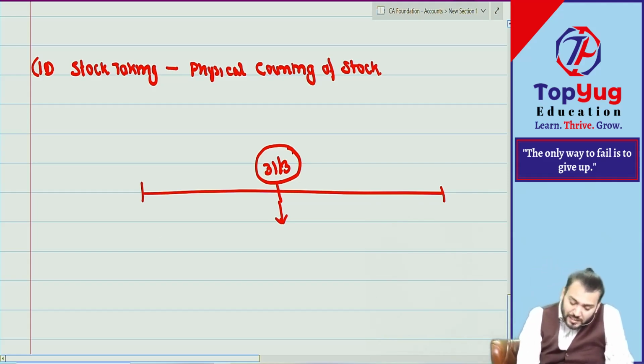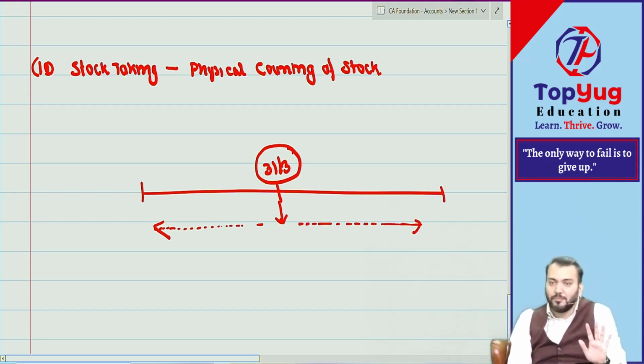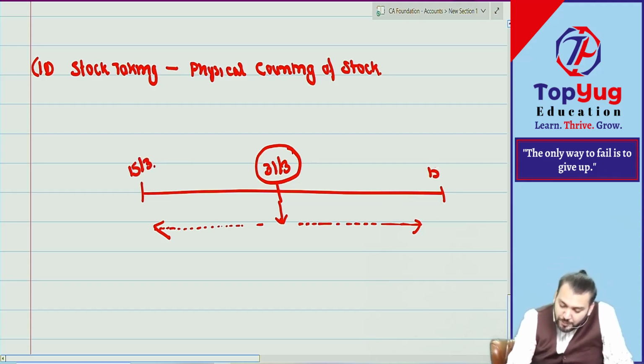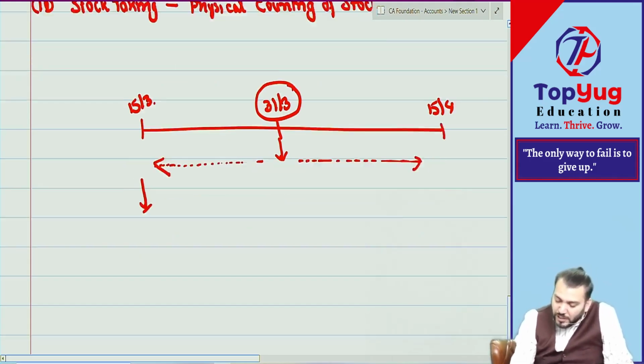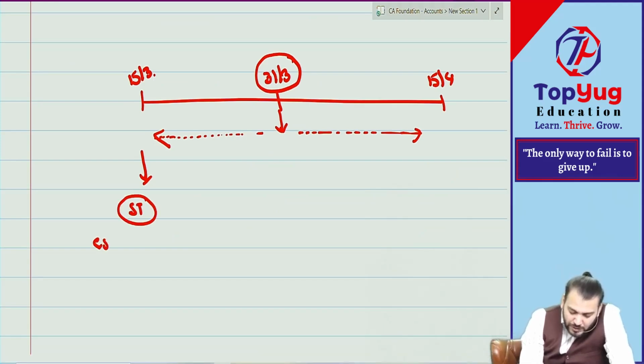So either we do it some days before 31st March, or we do it some days afterward. Quite possible. So suppose you have done it on 15th March or 15th April, correct? Now suppose we have counted closing stock on this date and we have done stock taking on this date, and suppose our closing stock is coming 10 lakh. Are you able to understand? So whether this will be closing stock on 31st March?